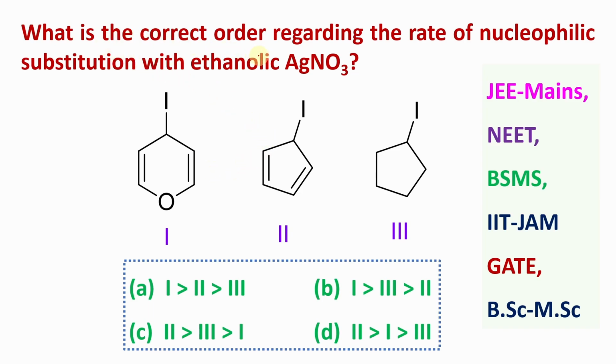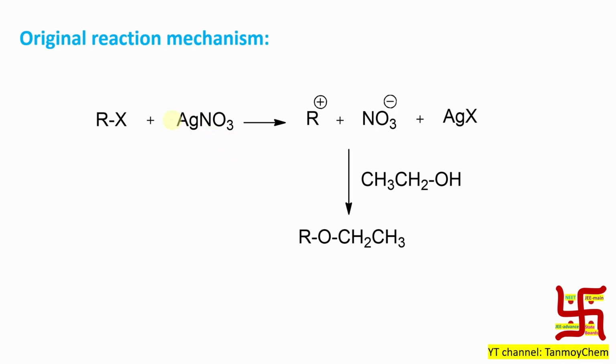Now the question is, what is the correct order regarding the rate of nucleophilic substitution with ethanolic silver nitrate? So how do these three iodide derivatives react with ethanolic silver nitrate, and what is the rate of their reaction in the case of nucleophilic substitution? Actually, technically, I would say it is an SN1 reaction. Now, what is the original reaction? RX plus silver nitrate produces R+ plus nitrate plus AgX.